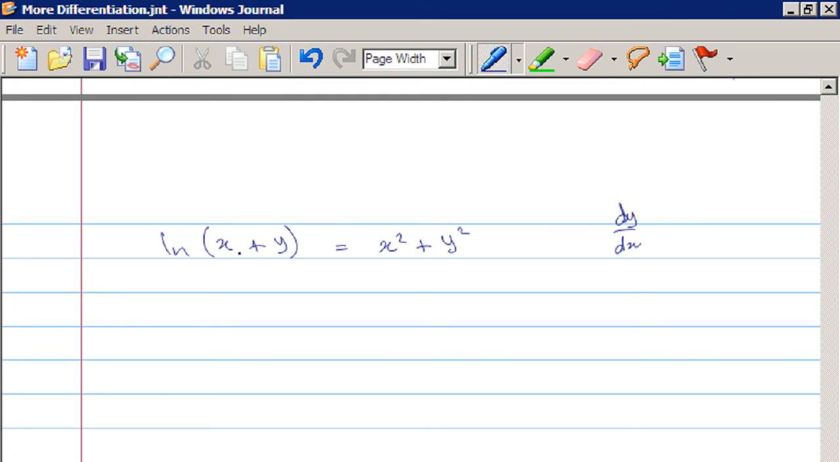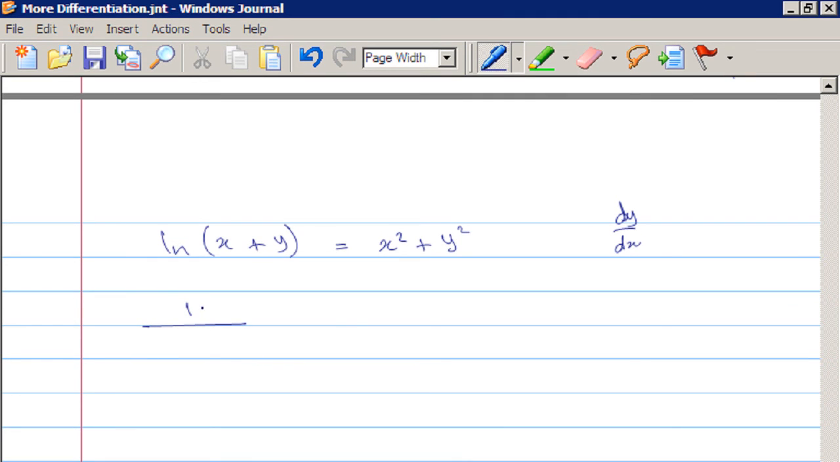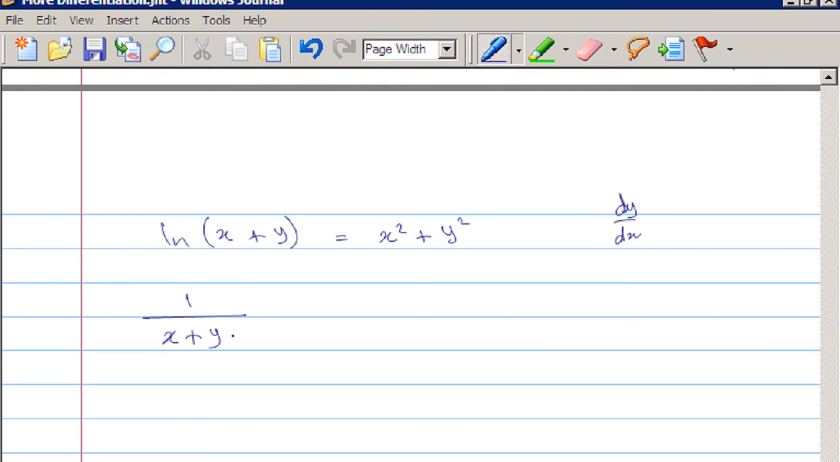And differentiating the ln function, we see that gives 1 divided by that same function, so that's x plus y. And then I've got to multiply it by the derivative of the inside part. Now the derivative of x plus y, the derivative of x is 1, the derivative of y with respect to x gives dy over dx. And that's equal to differentiating the right hand side. Differentiating x squared with respect to x, that's 2x. Differentiating y squared with respect to x gives 2y dy over dx.